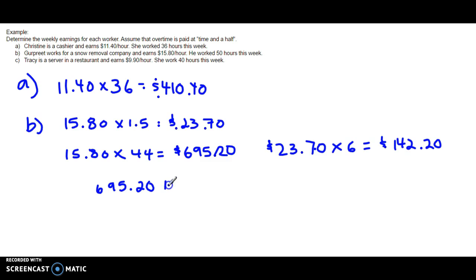We're going to add the overtime earnings and his regular earnings to determine his total weekly earnings. And we end up with a total of $837.40.